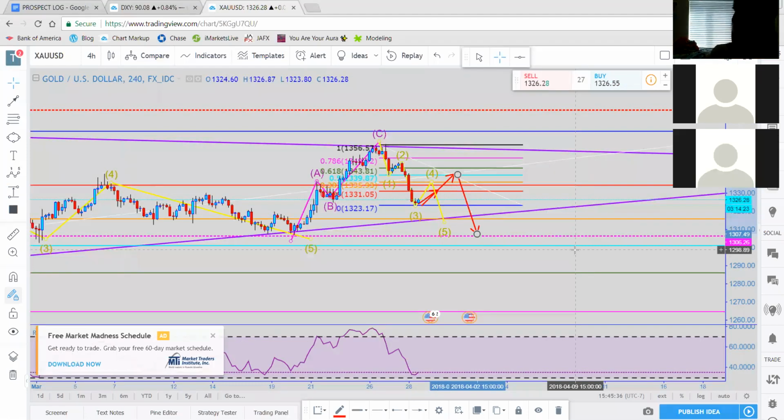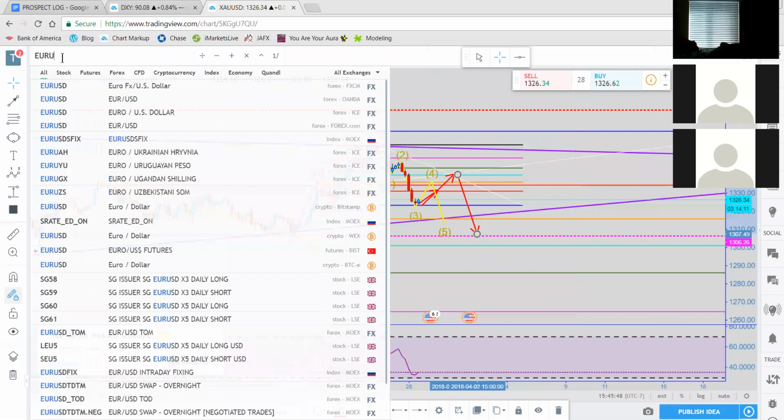Let's see, which one? Euro USD. Okay, if we could just go over Euro USD. That's my pair. I made 100 pips off that this morning. Really? Wow.